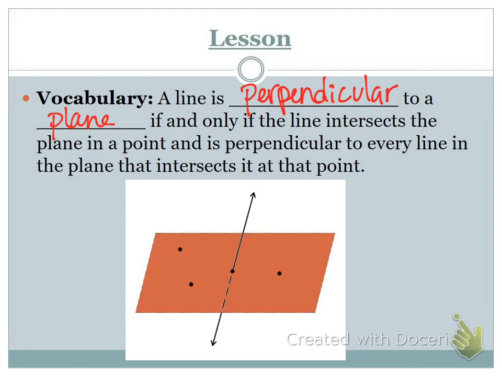Another common example would be something like a flagpole, like the one out on Central Terrace, perpendicular to the ground, assuming that your flagpole is straight up out of the ground and that your ground is level.